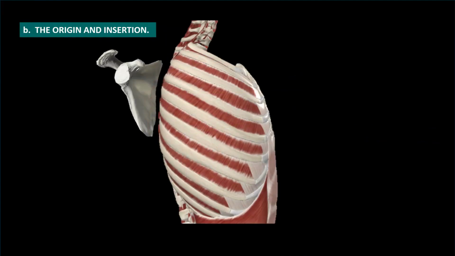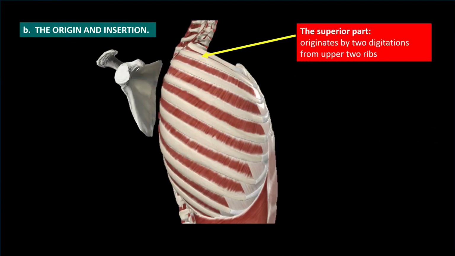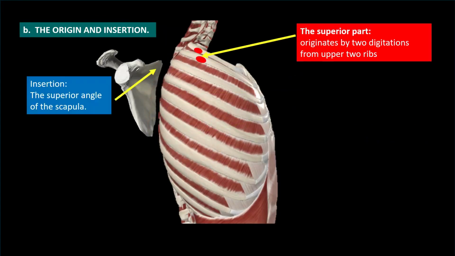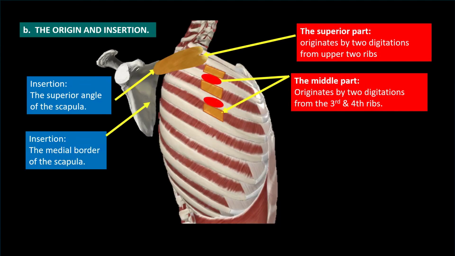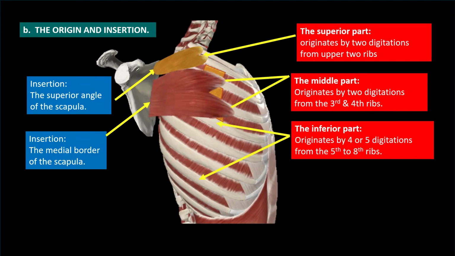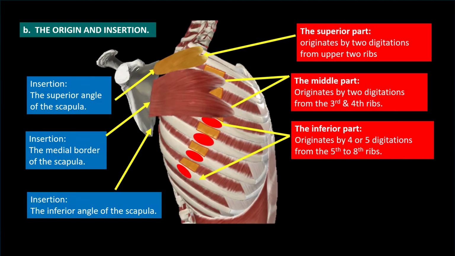B. Origin and insertion. The superior part originates by two digitations from the upper two ribs. Insertion, the superior angle of the scapula. The middle part originates by two digitations from the third and fourth ribs. Insertion, the medial border of the scapula. The inferior part originates by 4 or 5 digitations from the 5th to 8th ribs. Insertion, the inferior angle of the scapula.